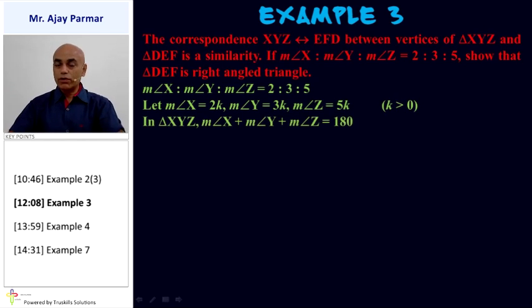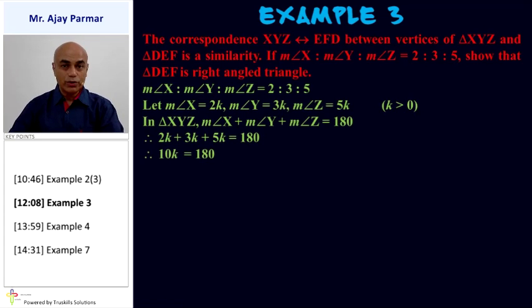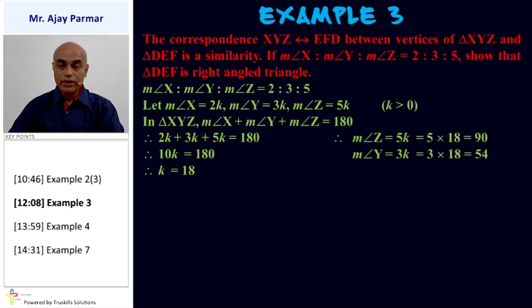So we know that the sum of all the angles of a triangle is 180. That means measure angle X plus measure angle Y plus measure angle Z is 180, therefore 2K plus 3K plus 5K is 180. That is 10K is equal to 180, which means K is 18. So we can find out all the three angles now. Measure angle Z is 5K, 18 times 5 is 90. Measure angle Y is 3K, 3 times 18 is 54. And lastly, measure angle X is 2K, 2 times 18 is 36.